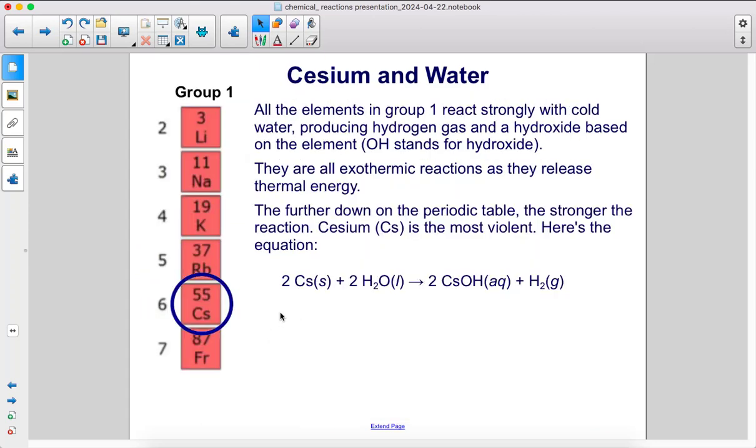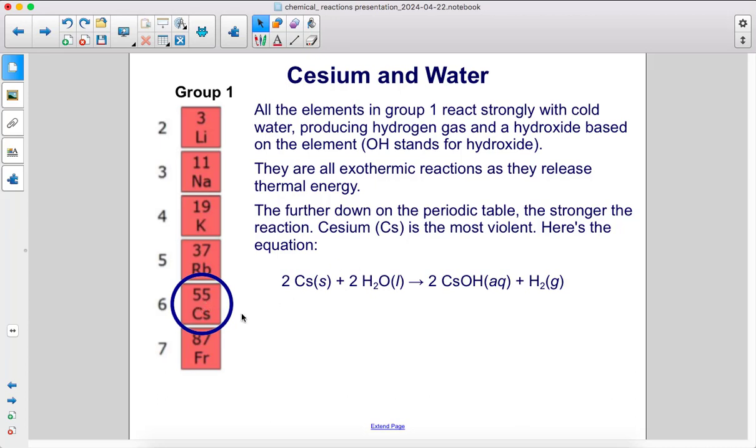All the elements in group 1 react strongly with cold water, producing hydrogen gas and a hydroxide based on the element. OH stands for hydroxide. They are all exothermic reactions as they release thermal energy. The further down on the periodic table, the stronger the reaction.